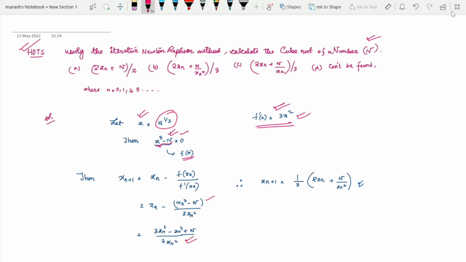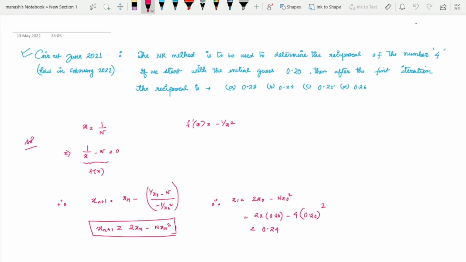And if you rearrange, if you take 1 by 3xn square common, and if you take these things out, you would get this as the solution, right? So if I see, the option P is the correct option, right? So this is a very unique type of question. That is why I have named this question as HOTS, right? So let us move to the next question.